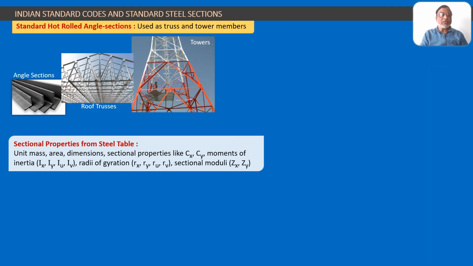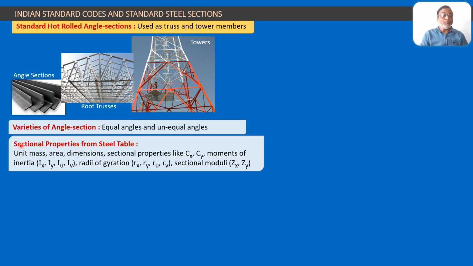Friends, now we come to the last important standard steel section, that is standard hot rolled angle section. Now these angle sections are popularly used in roof trusses and towers. You can see this tower made up of all these sections or the members. They are network of members. All these members are made up of angle sections. Similarly, this roof trusses. So these are the standard sections which are available in the steel yard or in the market. So the angle sections appear in the market only in two varieties.